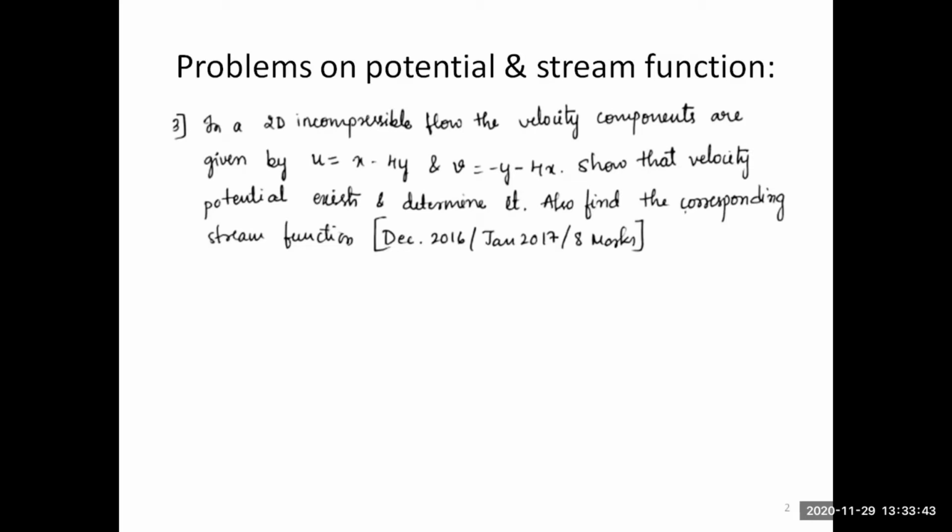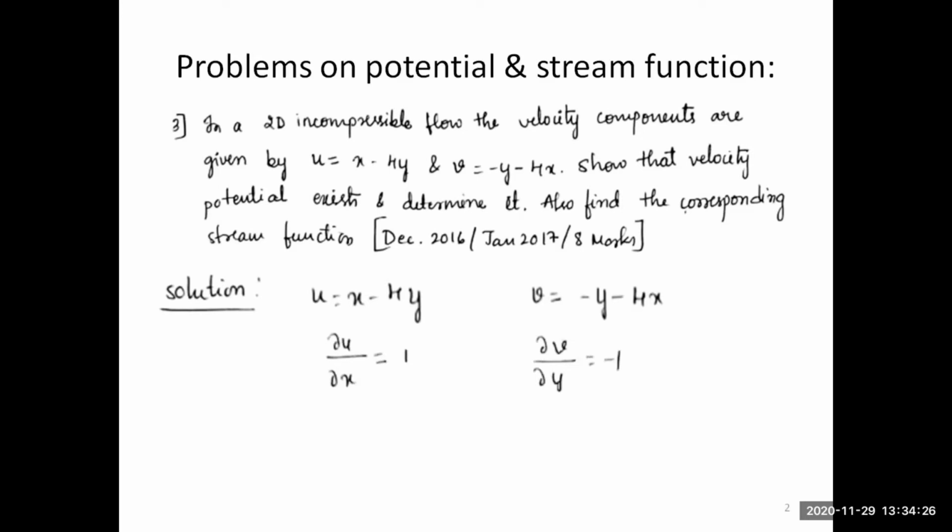As you see, the problem is in two-dimensional flow. As we have already discussed what the stream function and potential function are, here they have given the velocity components u and v, that is u is equal to x minus 4y and v is equal to minus y minus 4x. You have to show that velocity potential phi exists, and if it exists, determine the value of phi, and after that determine the stream function psi.